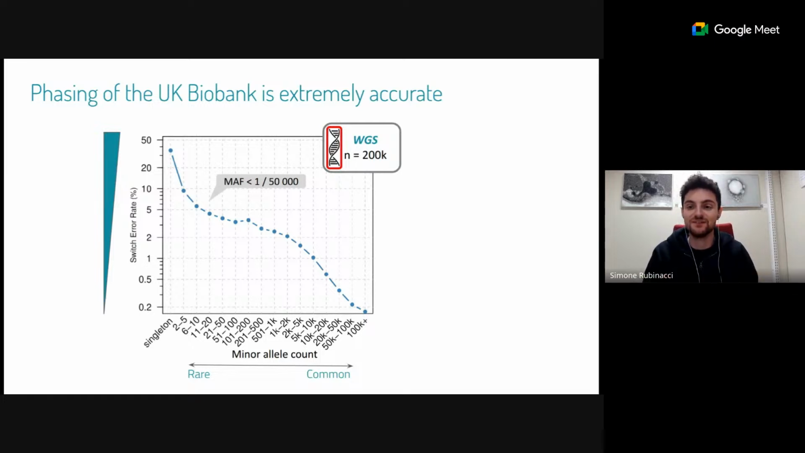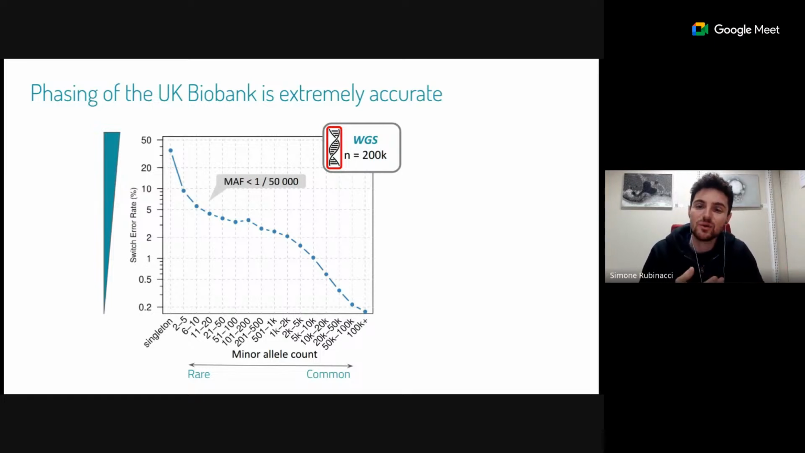But actually, given the very large sample size and the high quality of the data, you can see that the method works extremely well, even for ultra-rare variants. And just to give you an example to try to understand what I mean with this plot, we get the phase right in 95% of the cases for a variant with a minor allele count above 6, which corresponds to a copy of the minor allele every 50,000 individuals. So we are extremely accurate even at this extremely rare variant spectrum.